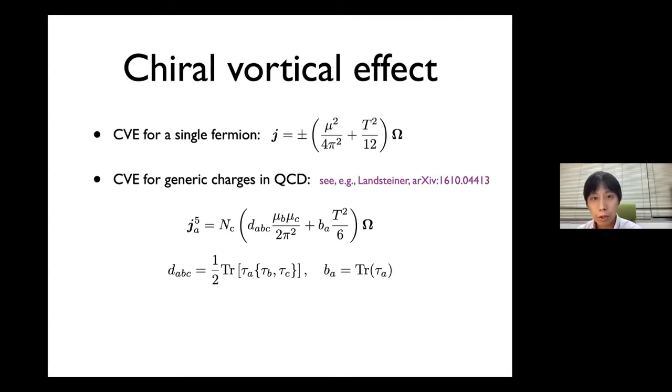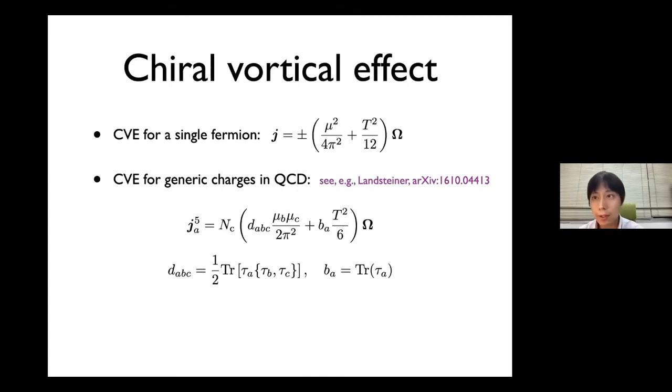And the contribution of the chiral vertical current into the axial current with generic isospin index A is given by this formula. Again, NC is the number of colors, TABC is the algebraic factor defined in the previous slide. Mu B is the chemical potential associated with the conserved charge whose generator is tau B. Okay, and here we also have a new algebraic factor defined in this way.